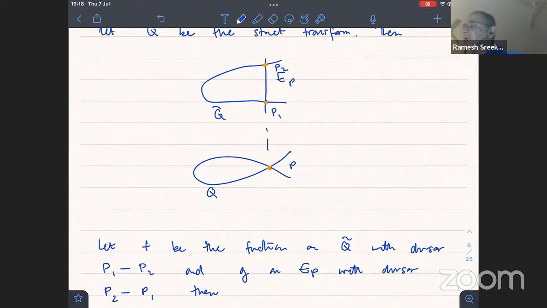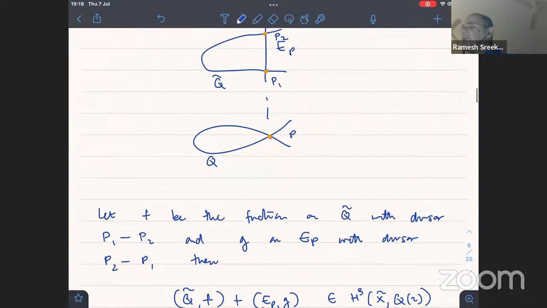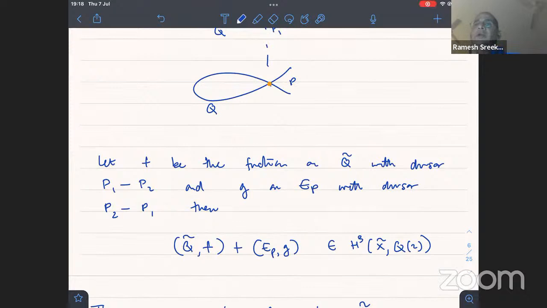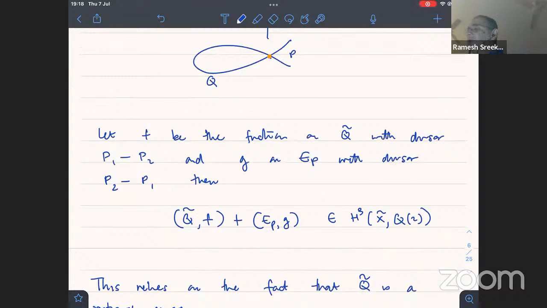And then, since it's a rational curve, there is a function F on Q tilde with divisor P1 minus P2. And you have a function G on EP with divisor P2 minus P1. And so this (Q tilde, F) and (EP, G) will give you an element of the motivic cohomology of the blow up. Or you can push it down and get something in the motivic cohomology of X, but whatever. We'll actually use this. This is the construction we'll use.